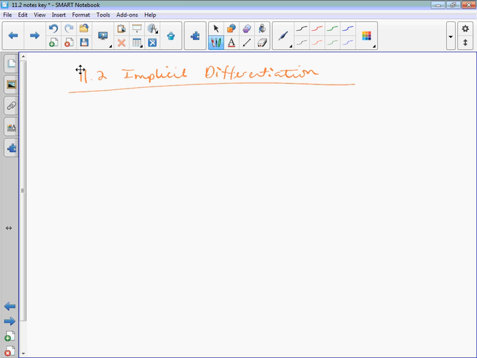Implicit differentiation. A long word on a Friday morning. And guys, does everyone understand if you see the word differentiate, that just means take the derivative? They all mean the same thing. So guys, implicit is just another way to find derivatives.